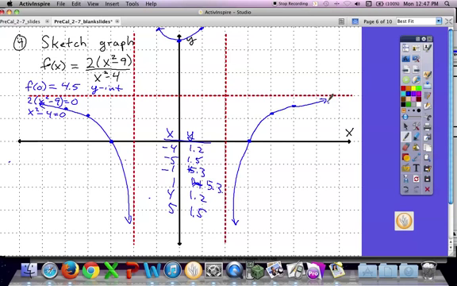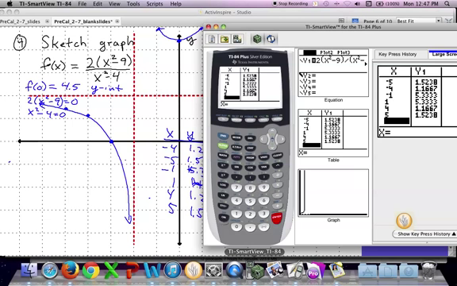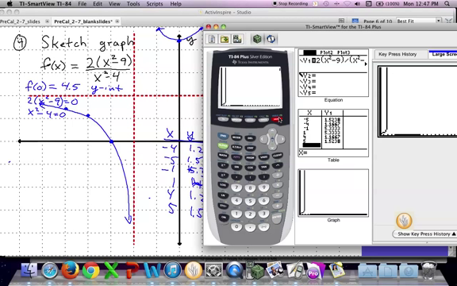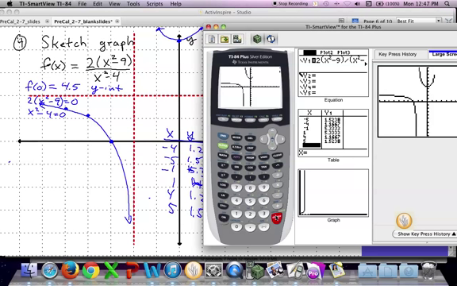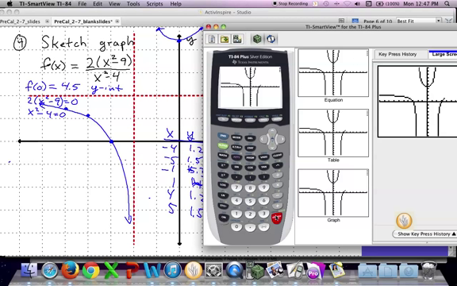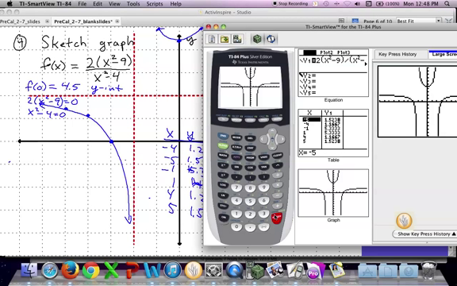Okay, now if I look in the graph, try this, zoom 6. Okay, try that again, graph. It shouldn't be stopping right there. I think it's got an issue. There we go. So that looks pretty close to what we got there.